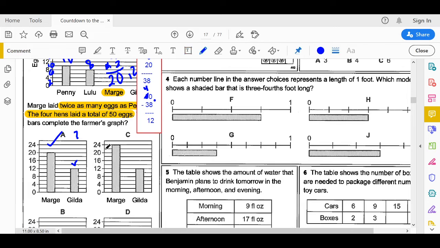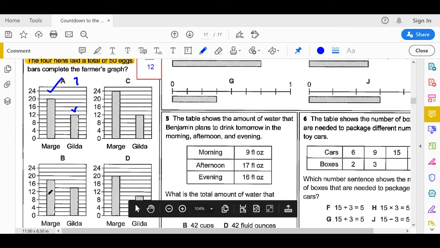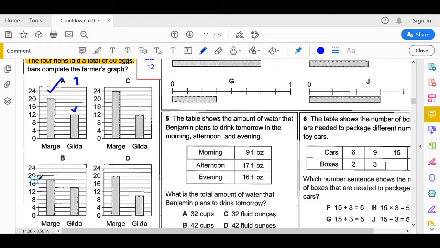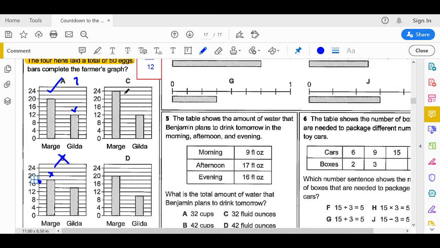Let's go for letter B. March has 1 above 16. That will be 18. We put 18 right here. So no, this is not the one we need. I can cross it out already. And if you check Gilda there, it only has 14. So definitely I'm going to cross out letter B. It's not a good option.